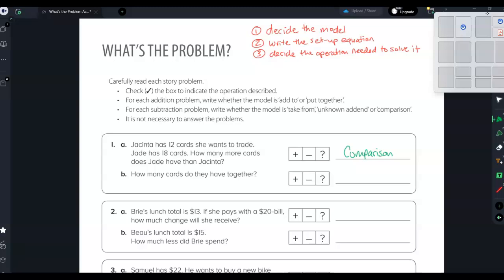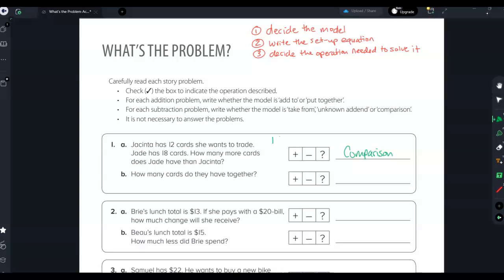So between the two of those, the bigger one is the 18. So this is going to be the bigger one minus the smaller one, which would be Jacinta's 12 cards. And so what I don't know and what I'm trying to find is the difference, how many more cards Jade has than Jacinta. So this would be my setup equation here. And then how would I solve it? I would simply do 18 minus 12. So in this case, it is a subtraction equation, and I would also use subtraction to solve it.